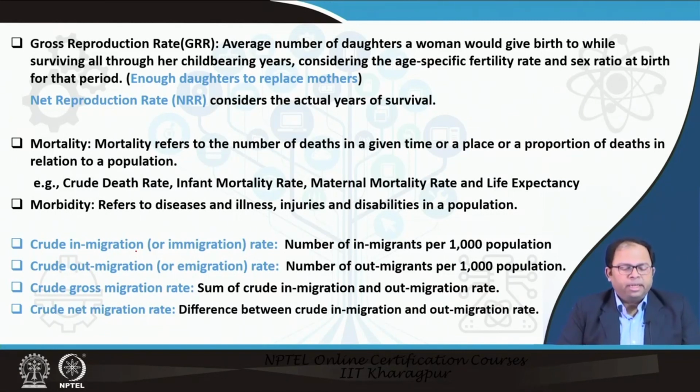So that is morbidity. And then come the different migration indicators, like the crude in-migration rate, also called immigration rate, which is the number of in-migrants per 1,000 population. The crude out-migration rate, or emigration rate, is the number of out-migrants per 1,000 population. Then the crude gross migration rate is the sum of the crude in-migration and out-migration rates. And then the crude net migration rate is the difference between the crude in-migration and out-migration rates.